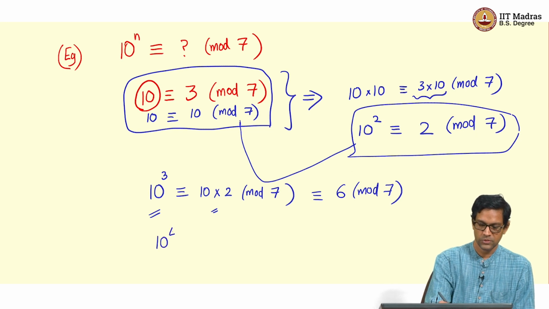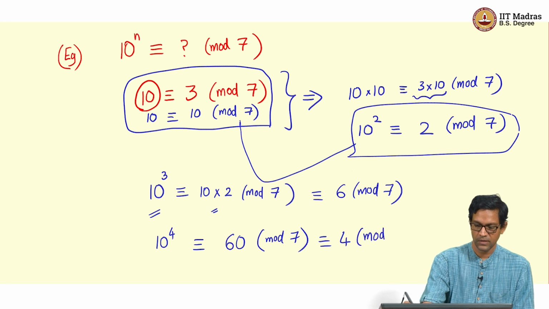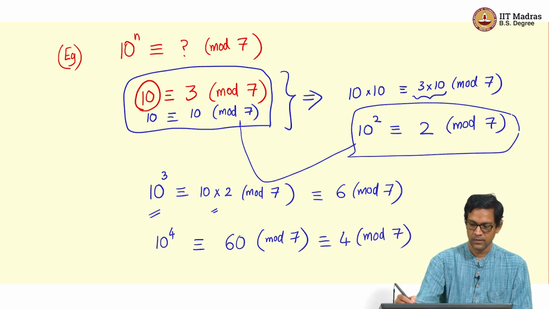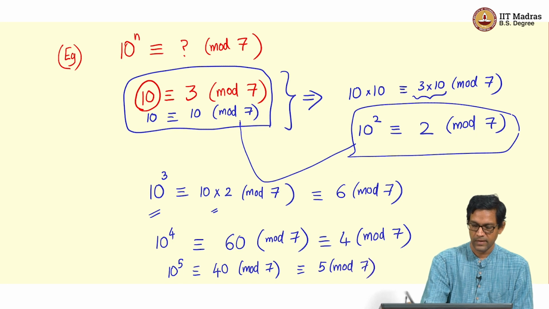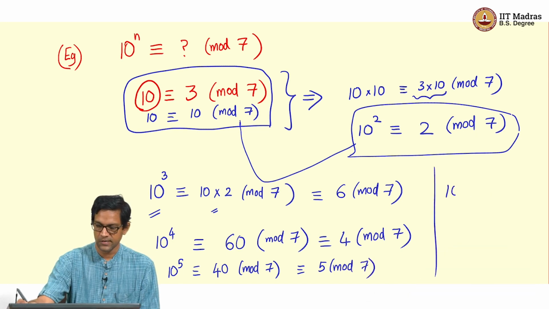Now let us go on. For 10 to the 4, I just have to multiply both sides by 10, so that becomes 60 mod 7, which is just 4. 56 is the quotient, and 56 is 7 times 8, and so on. So 10 to the power 5 likewise is 4 tens are 40, and 40 is just 5 mod 7. And finally, the very last step of Fermat's little theorem says 10 to the 6 becomes 5 into 10, which is 50 mod 7, and 50 is just 1 mod 7.